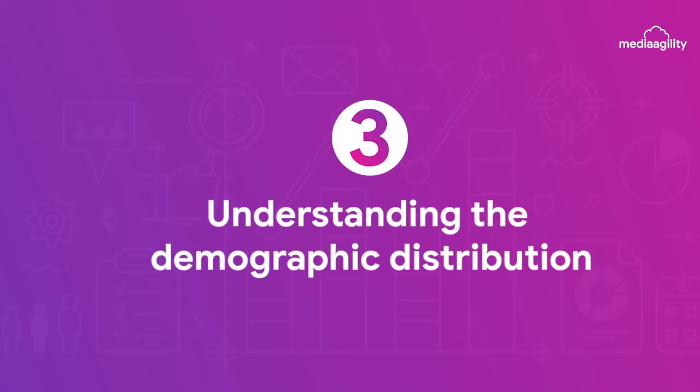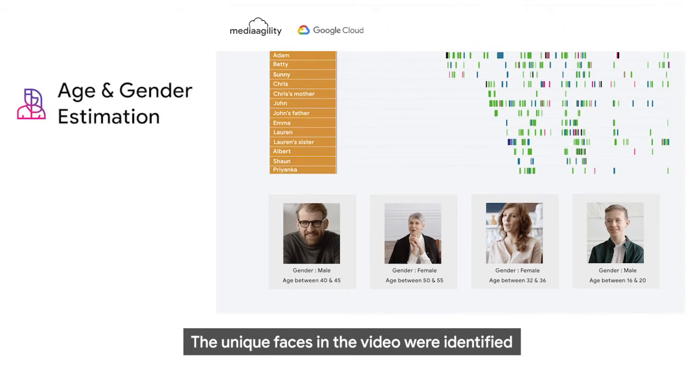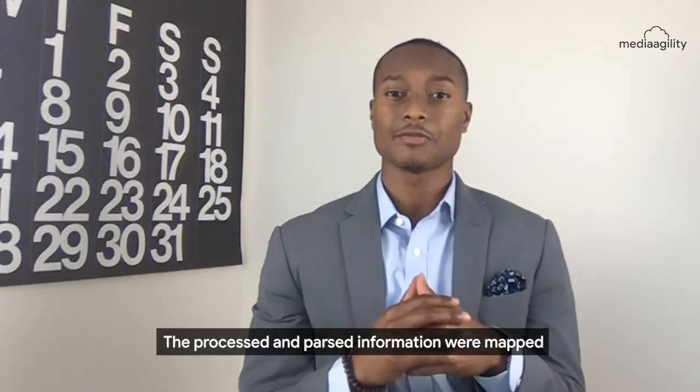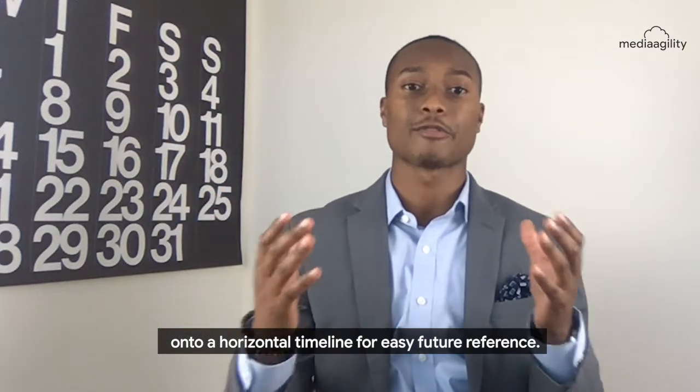The third pipeline, understanding the demographic distribution. The unique faces in the video were identified and information like age and gender were predicted for all the unique faces. The processed and parsed information were mapped into a horizontal timeline for easy future reference.